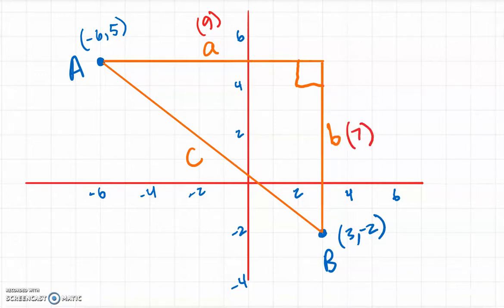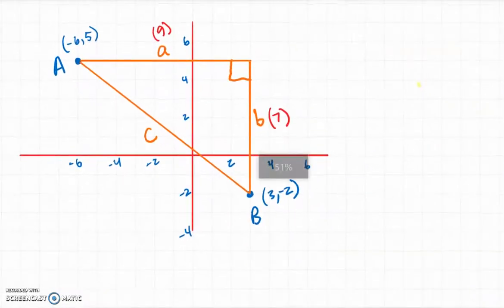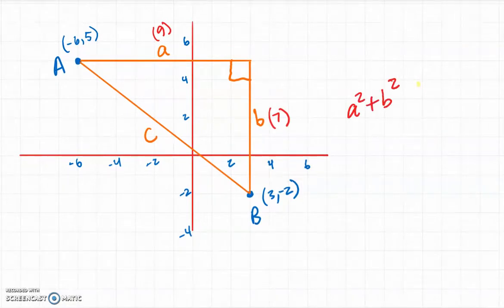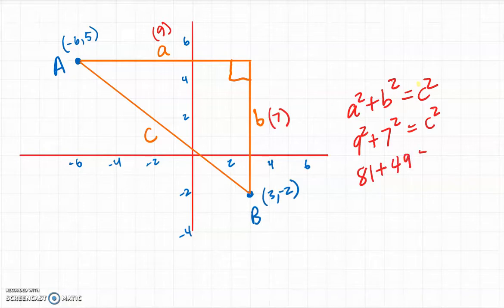So we know the two legs of the right triangle. Therefore, I can calculate the hypotenuse using the Pythagorean theorem, which is a squared plus b squared equals c squared. It's a much easier formula to remember than the distance formula, and that's why many people like this way better. 9 squared plus 7 squared equals c squared, which is the hypotenuse. It doesn't matter which leg is plugged in for a or b, because you're squaring them and adding them together anyways.